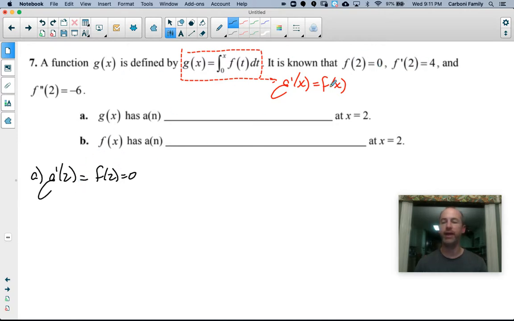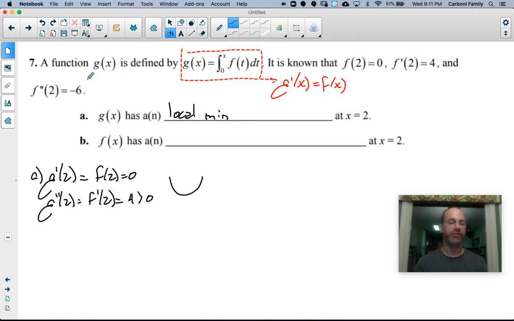And then we can determine local max or min by the second derivative, and g double prime of 2 is going to be the same as f prime of 2. I just did the derivative of both of those, and f prime of 2 is given. That is 4, which is a positive value. So if you have a critical number where the second derivative is positive, that means you are concave up. This is definitely a local minimum.